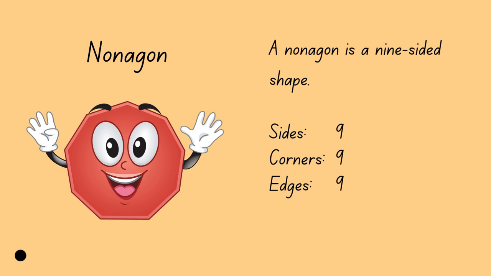Nonagon. A nonagon has nine sides and is a nine-sided shape. It's got nine sides, nine corners, nine edges.